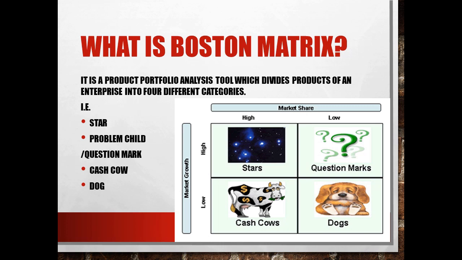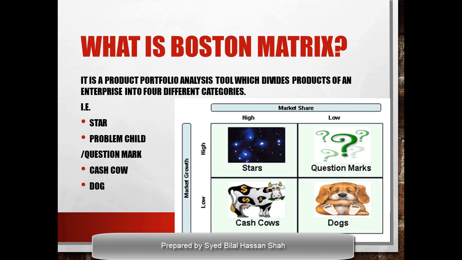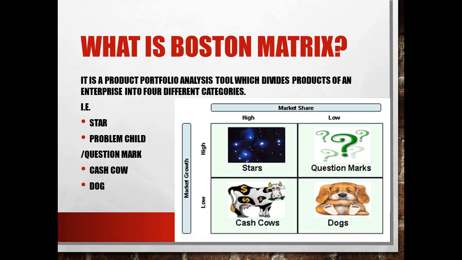Now, Boston Matrix is a product portfolio analysis tool. It helps a business in dividing its products into 4 different categories. The first category is a star product, which is obviously the best product. And then the second type of product is called a cash cow. A cash cow is a type of product which is going to have a short-term success.